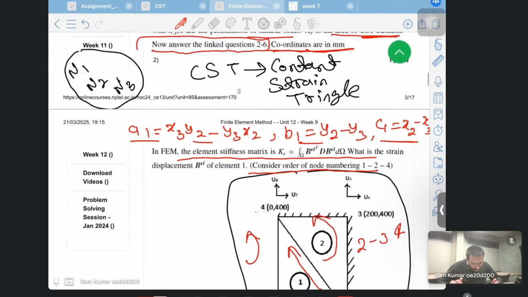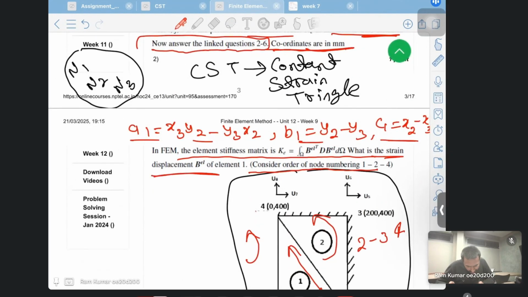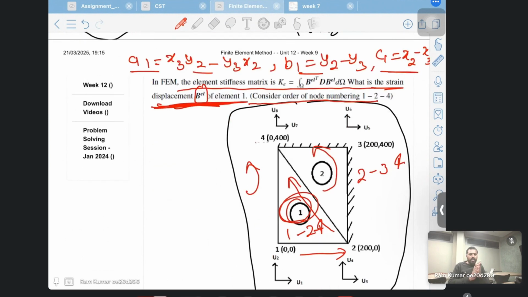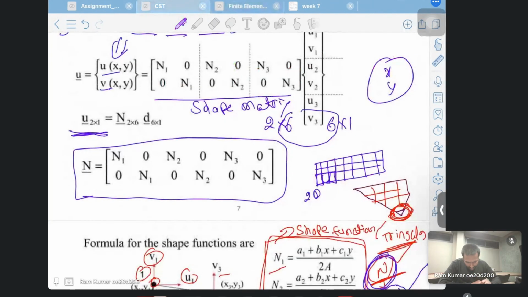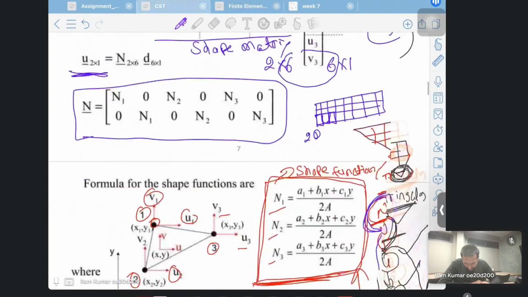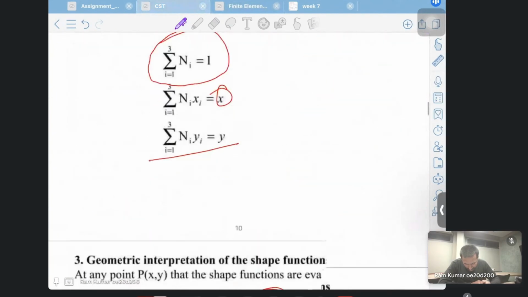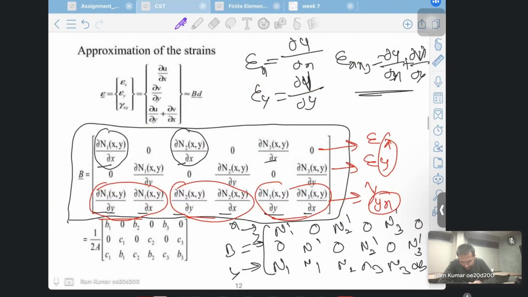What do we have to find? What is the strain displacement matrix? This matrix we have to find for element 1. For this element, we have to find this matrix. Okay. Does anyone want to try, or should I start solving?